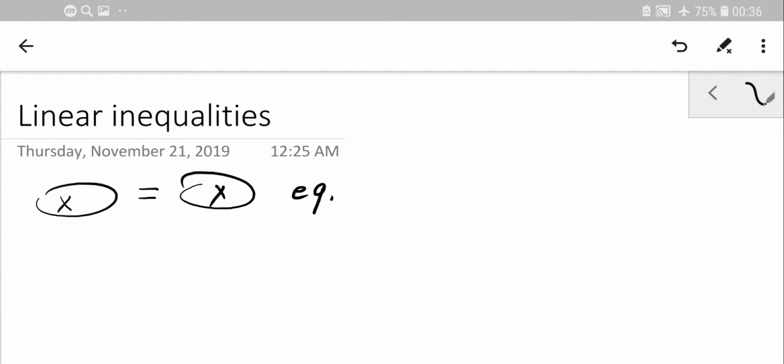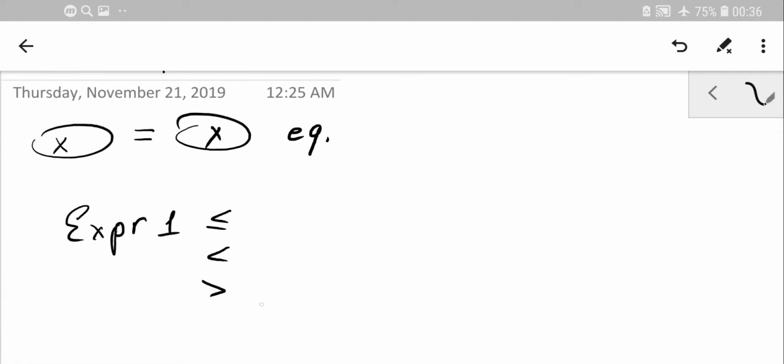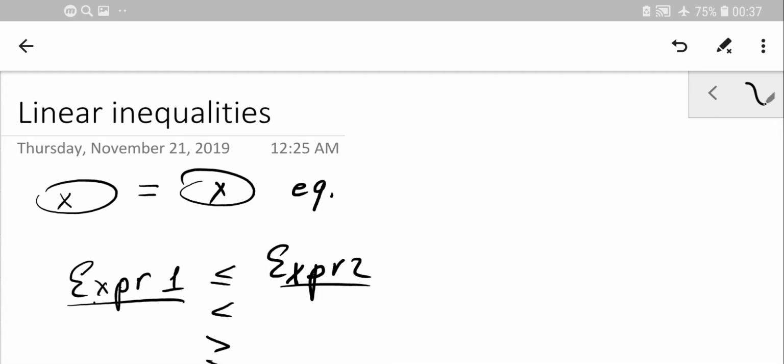So in contrast, if we have, instead of this equality sign, expression 1 might be less or equal, or might be just less, or might be more or equal, expression 2. So in this case, we have to deal with a linear inequality. Each expression should be linear, or at least one is linear and the other is just a constant. So in this case, we'll have linear inequalities.